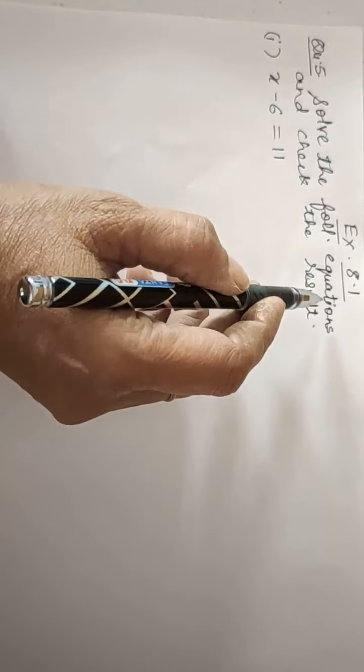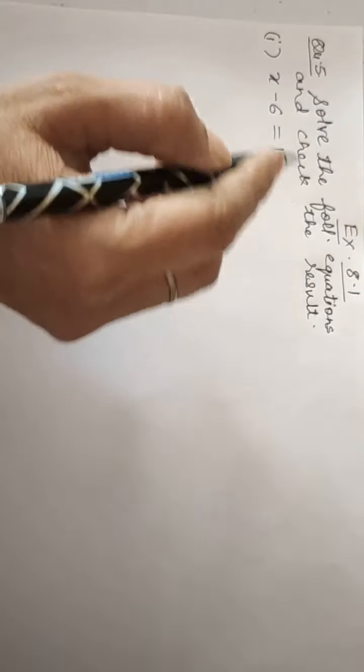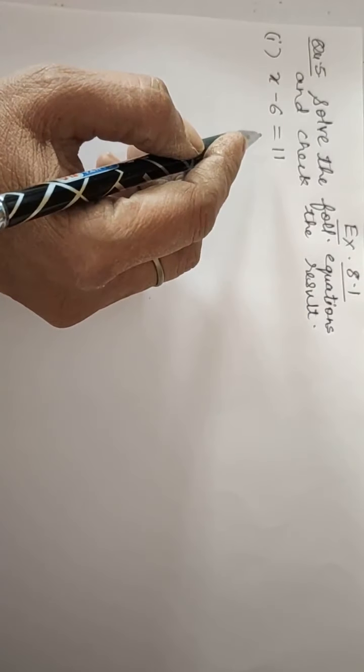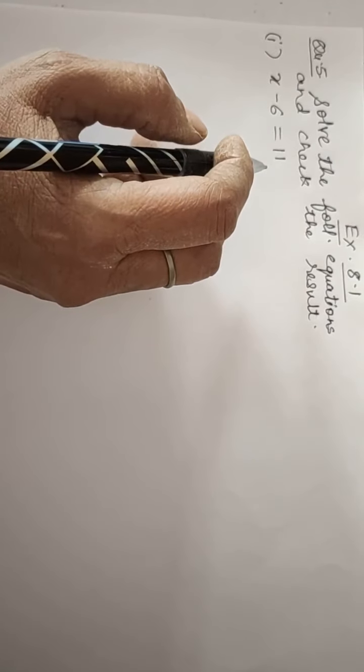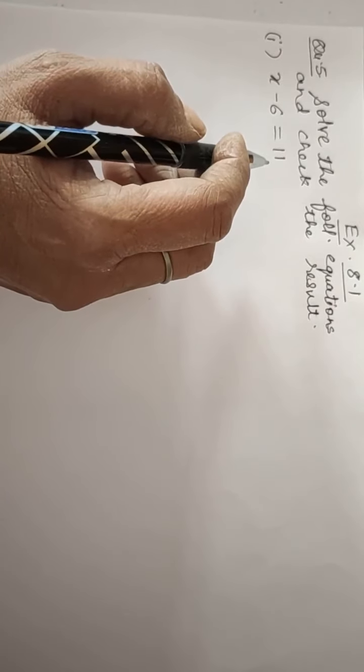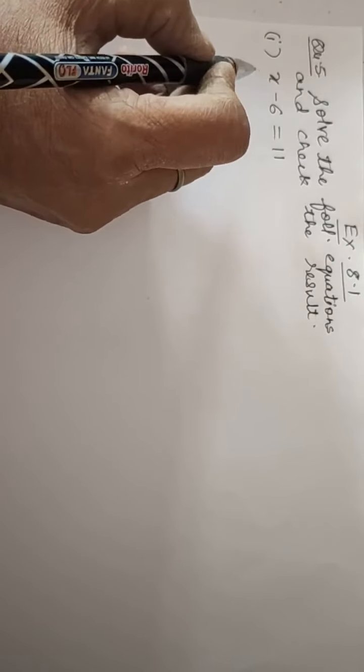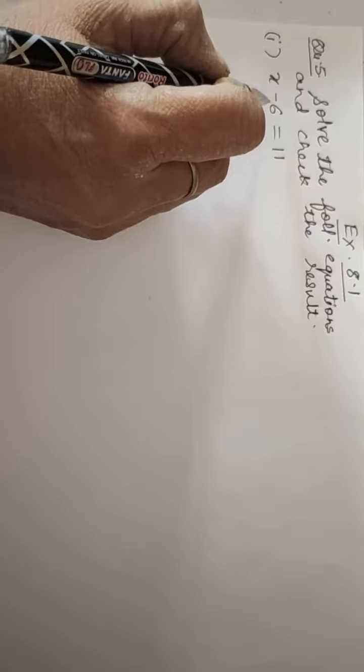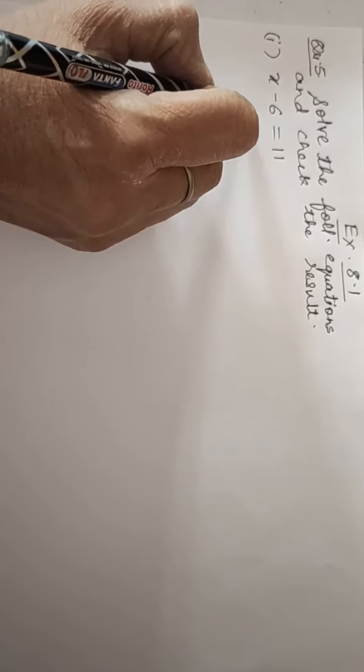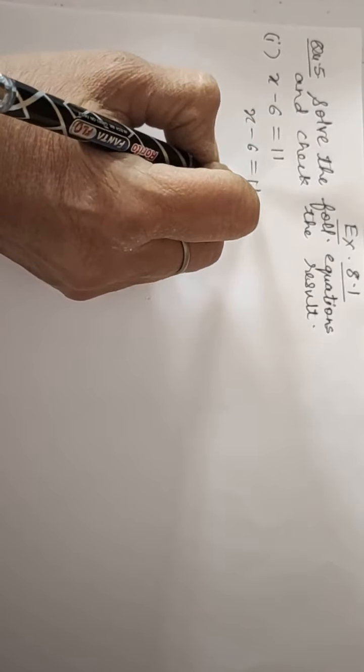Now see, this is your question number 5. Solve the following equations and check the result. Okay, before this we have already studied the rules for solving an equation, so let's use that only. So here you have x minus 6 is equal to 11.